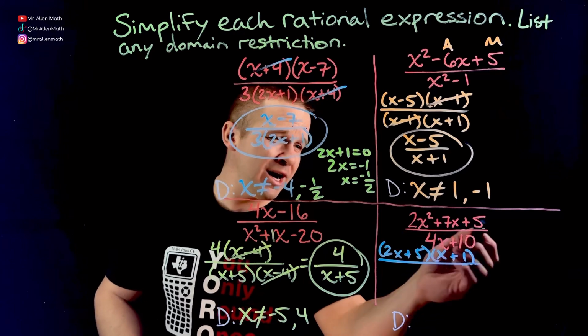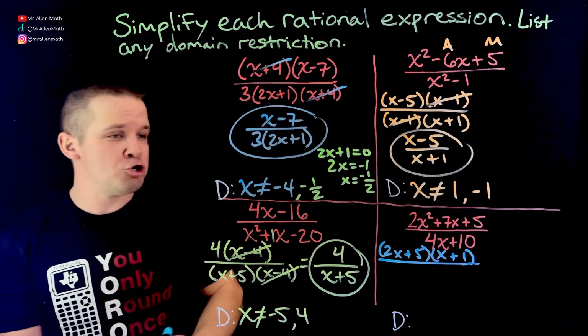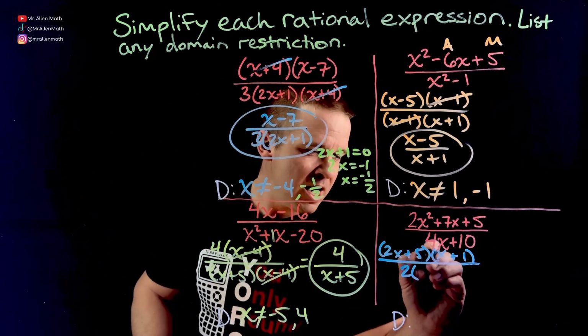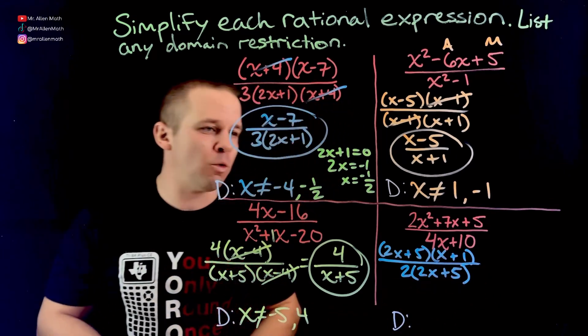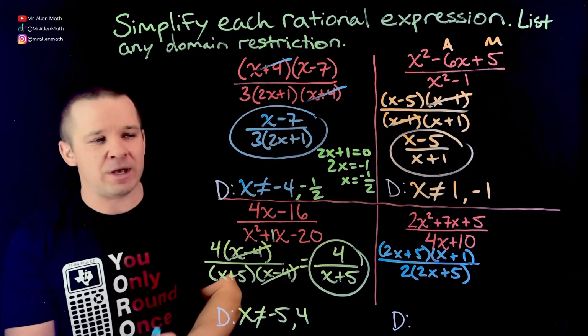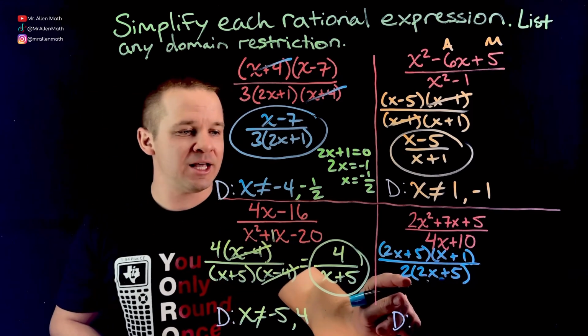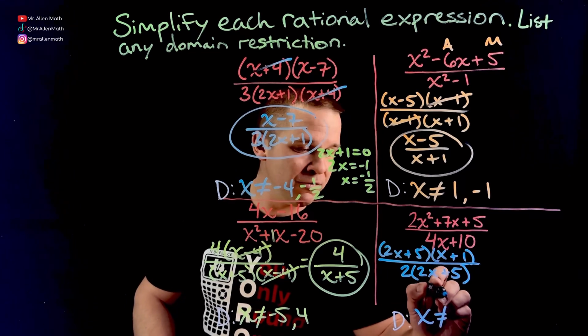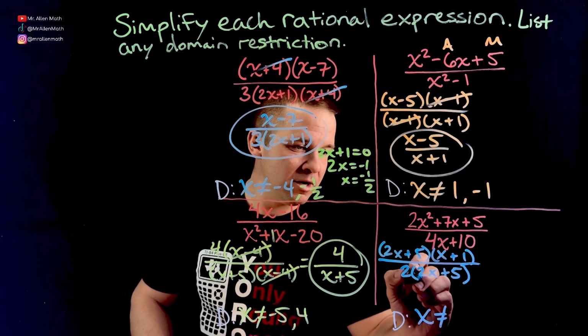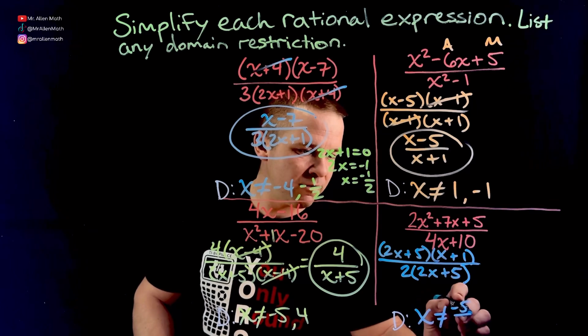Last one here, what can I take out? I think I could take out a 2 on this one, so we get 2, and I'm left with 2x plus 5. How convenient. All right, so what is my domain restriction going to be? I only have 1 here because I only have 1 x. This guy doesn't have an x, so that means that x cannot equal, let's see if we can do this in our head. I'd subtract 5, divide by 2, so negative 5 over 2.